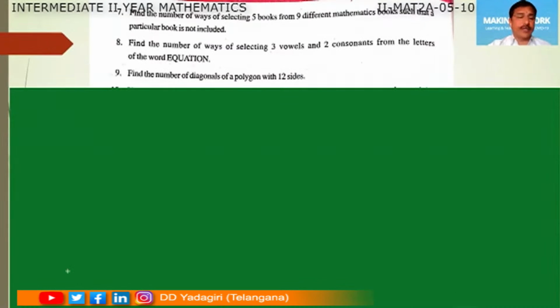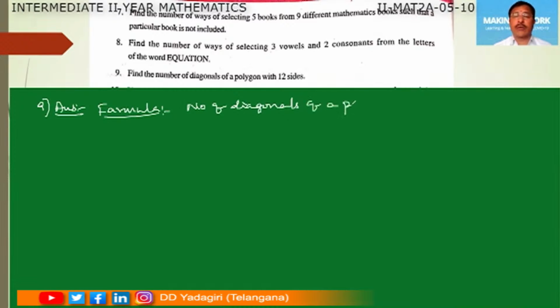Right, next question, we will see this 9th one. Number of diagonals in a polygon of 12 sides. So here the formula related to this question: number of diagonals of a polygon of n sides.